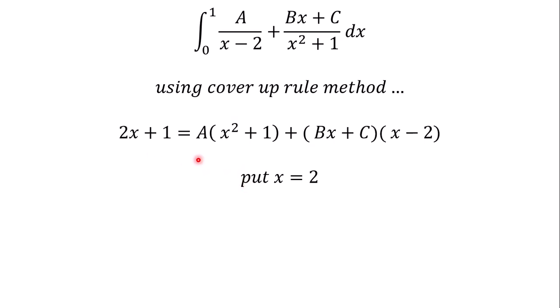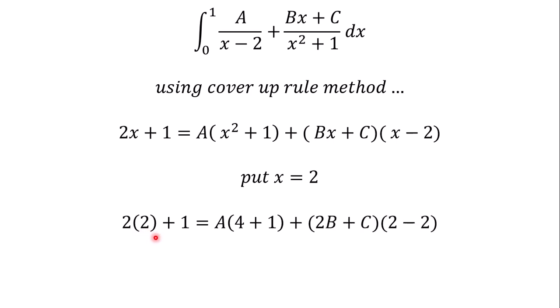Now, wherever you see x from this linear equation, we're going to put x equal to 2 there. So let's replace x with 2. You're going to get 2 into bracket 2 plus 1 is equal to A into bracket. Now when you square 2, you're going to get 4, plus 1. And then here Bx, and the x is 2, you're going to get 2B plus C. And then here is 2 minus 2. Now 2 minus 2 is 0. 0 times C is 0. 2B times 0 is 0. So all of this place will be 0.